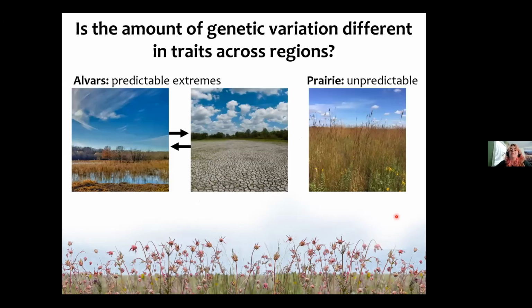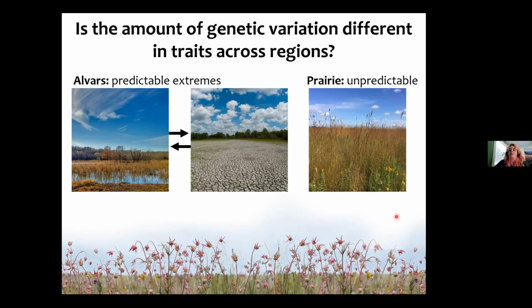As a reminder, and you're going to love these photos by the end of it because I'm going to show them a few more times, alvars have extremely predictable cycles of water stress: flooding in the spring, and if I was in person, I'd maybe have you say it with me, and then by the summer, they're experiencing drought. And while prairies do experience these extremes in water availability, they are more stochastic over time.